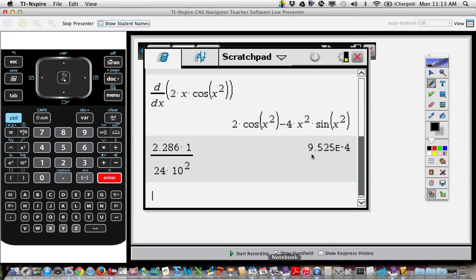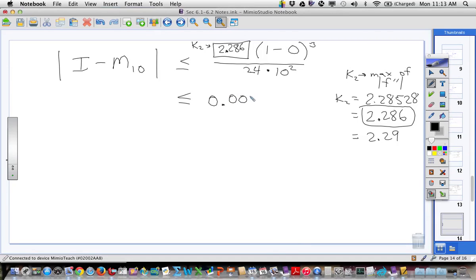So that 10 to the negative 4 would be 1, 1, 2, 3. So it'd be 3 zeros. So 0, 0, 0. What was that? 9. 9 what? 952. 5. All right, that again is the max amount of error, which again tells us that we're accurate at least to 2 decimal places.